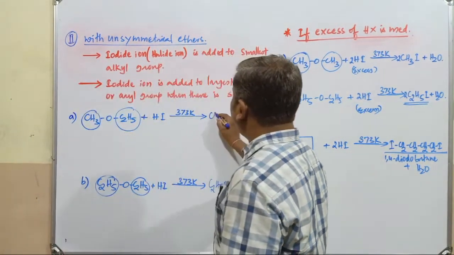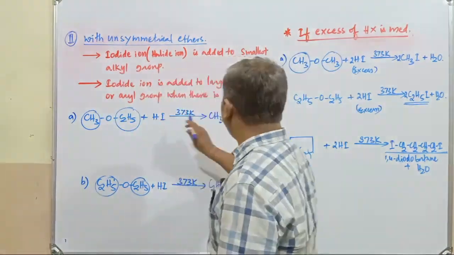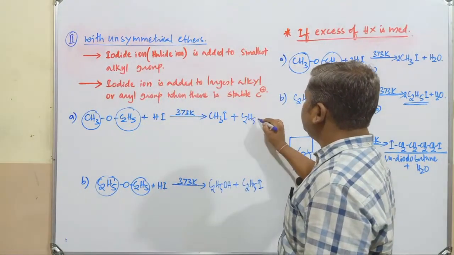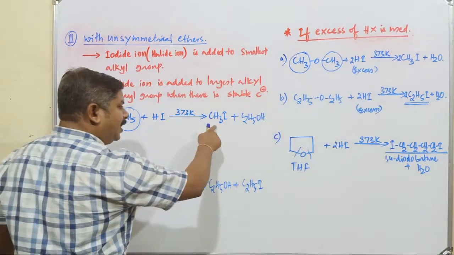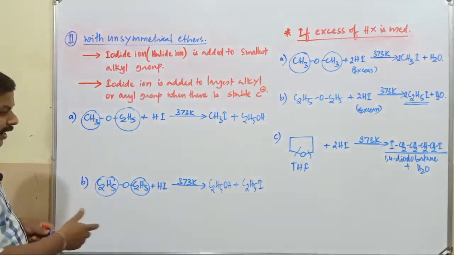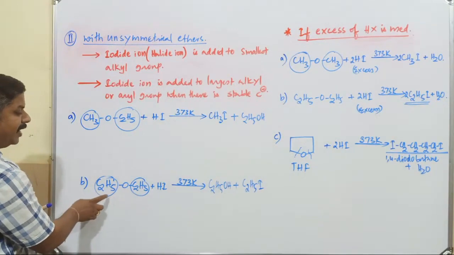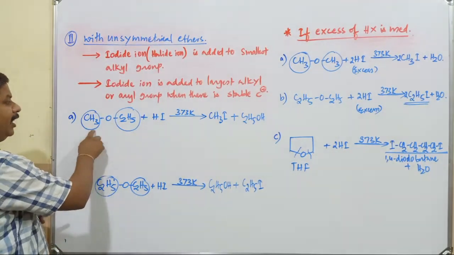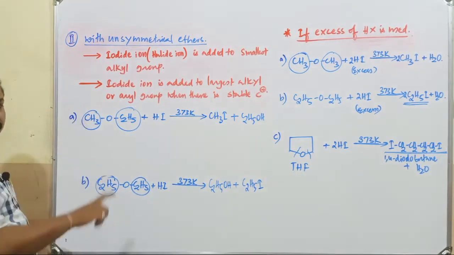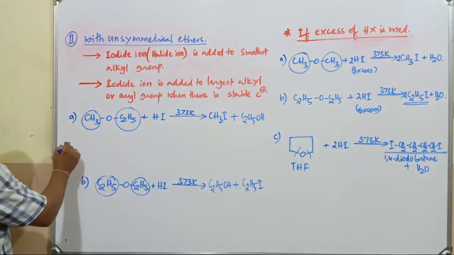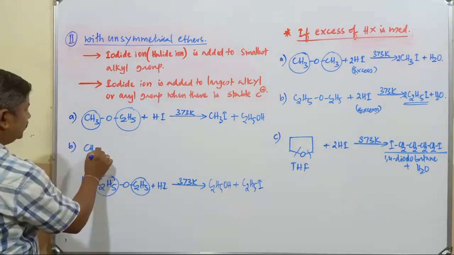So, what's the compound produced? CH3I, and C2H5OH. Here also we get an alkyl iodide and the respective alcohol. In the symmetrical case that comparison was not there because both were the same alkyl group. But when different alkyl groups are present in an unsymmetrical ether, iodide is always added to what? The smallest alkyl group.